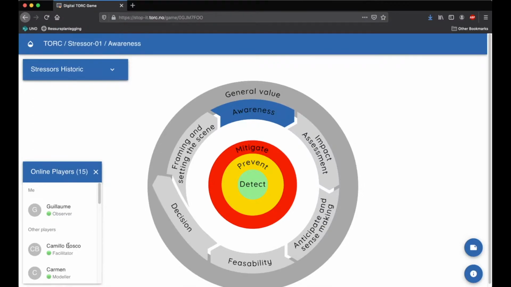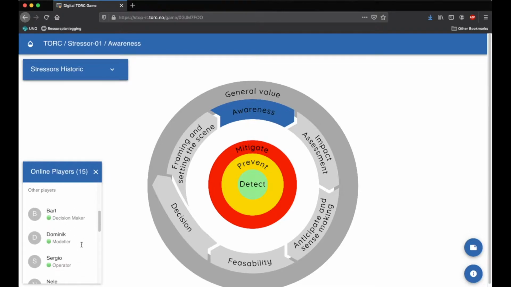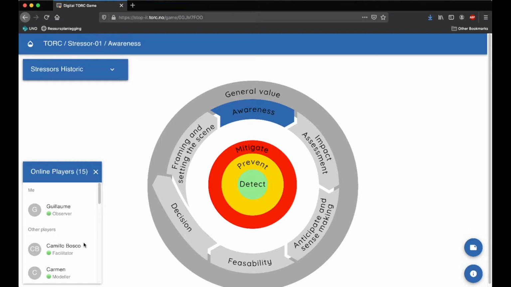Okay, so basically it seems that we have as players Carmen, modeller, Ali, Mackie, IT manager, Bart, decision maker, Dominic, modeller, Sergio, operator, Nele, operator. And we are finally at the awareness part. Okay, so just try to start.